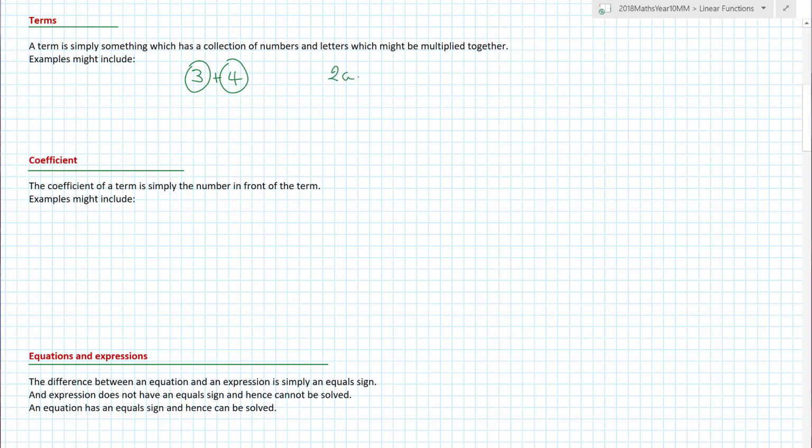What about 2a? That's a term. Plus 3b. That's a term. Plus 4c. That's a term. Plus 5d. That is also a term. Now, terms can have any number of things multiplied together. And there are some tricks that I'm going to show you in a moment. So 2abcd plus 3a. They are two terms. You notice that between all of these things is a times.